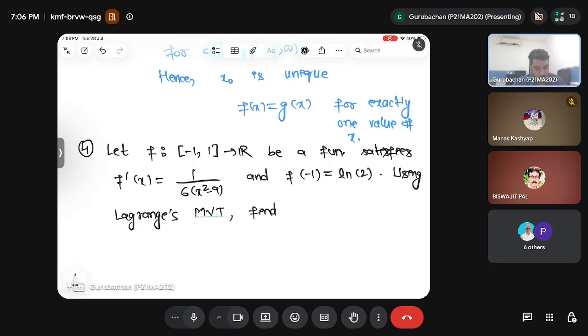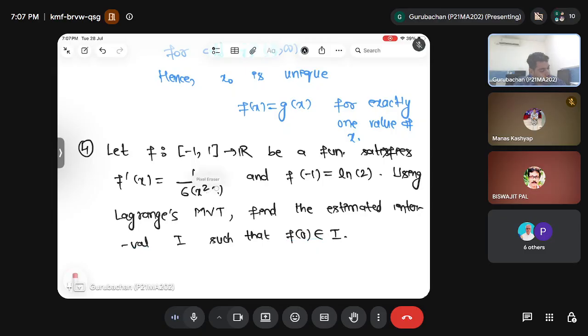find the estimated interval I such that f of 0 can lie in that interval. So we need to estimate a suitable interval I such that our value f of 0 can lie in that interval. So try this one. This is the direct application of Lagrange mean value theorem. Earlier was something different.